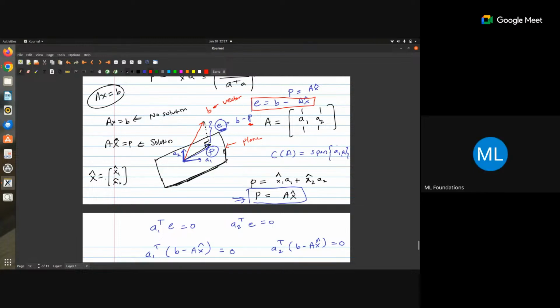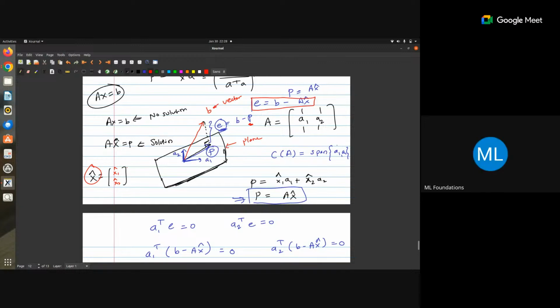No. This x hat is a vector, x1 hat, x2 hat. This is the solution we are trying to find out, right? This is the vector. X1 hat and x2 hat are the coefficients, the constants.